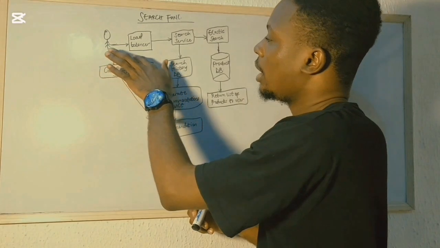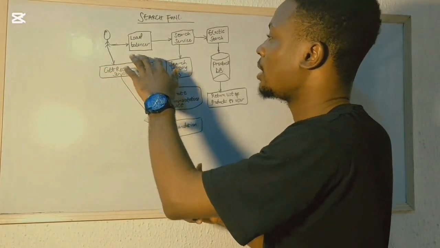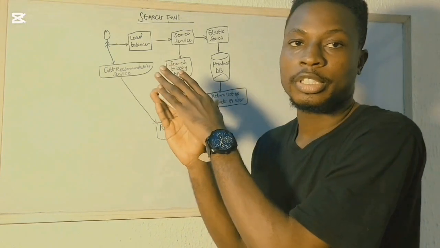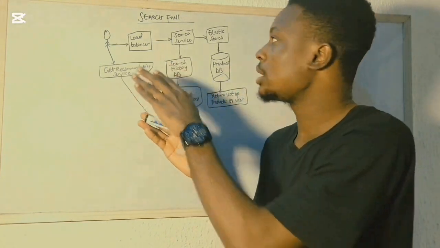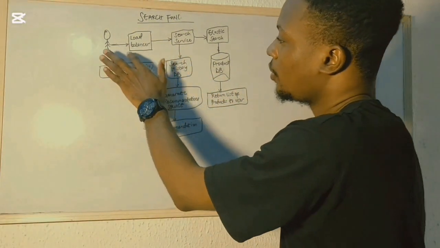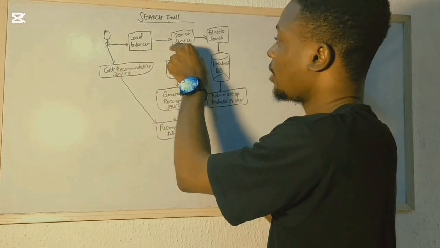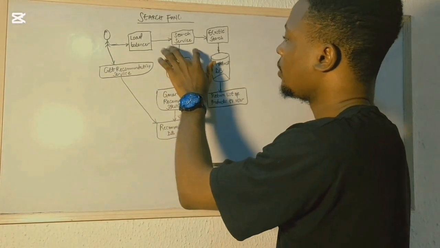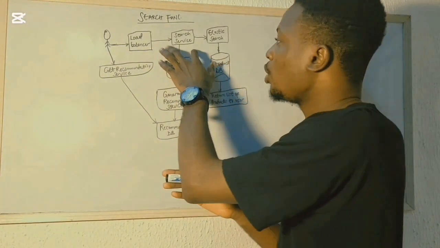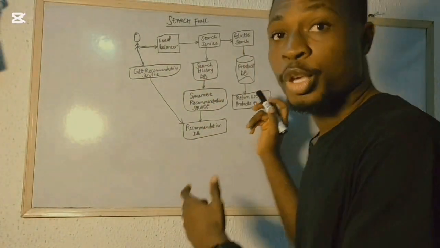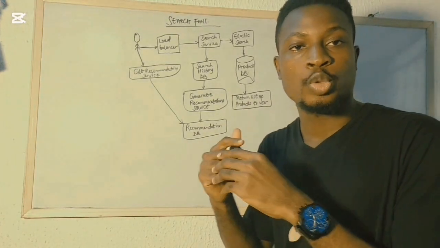So our request hits our load balancer, then our load balancer reroutes our request to the appropriate server, the one with the least requests. Let's say after you search for a term, it sends your request to our search service server. Then our search service server will take your request and send it to our Elasticsearch. Now we use Elasticsearch because it's faster and it also helps with typos.